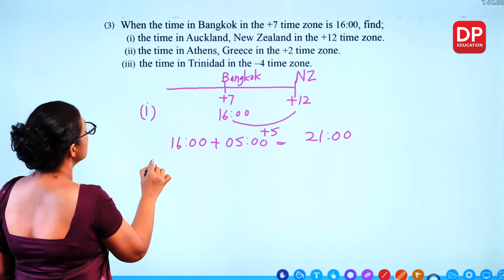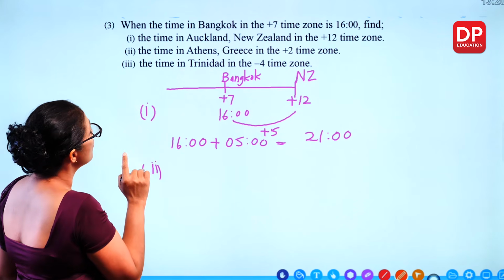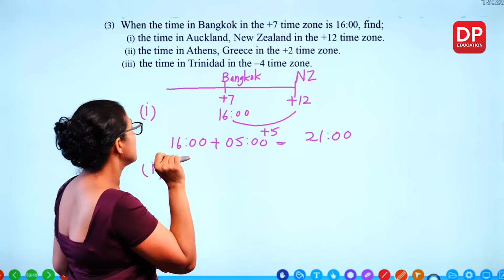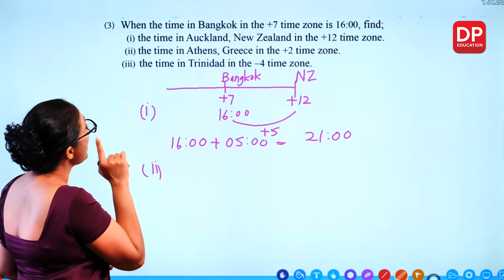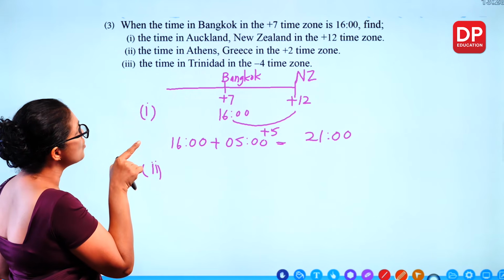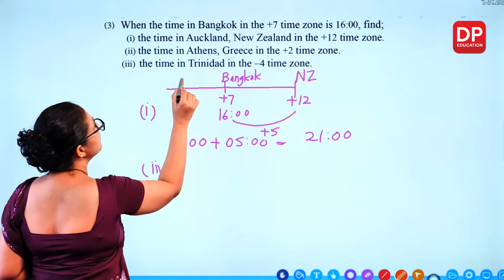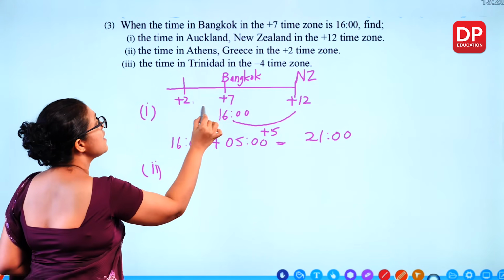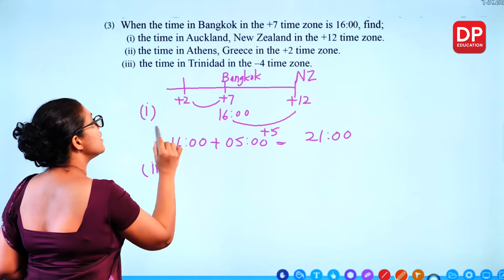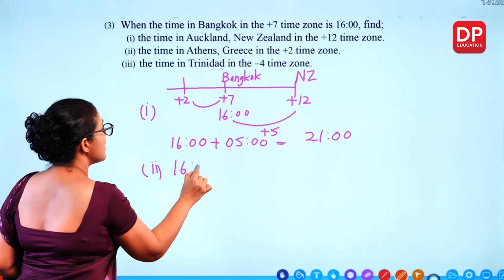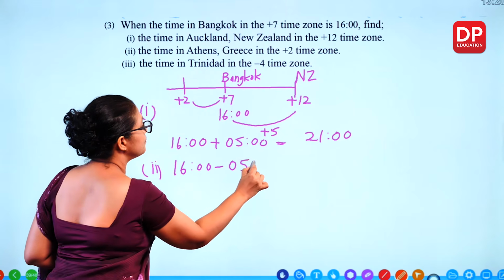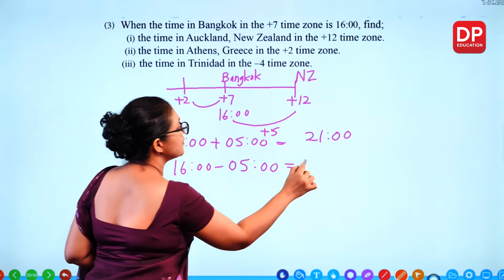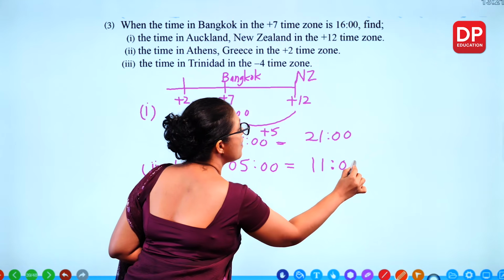Then the second one, so only the time they need. The time in Athens, Greece in the +2 time zone. +2 is here. So what's the time difference here? You have to subtract 5. So 16 minus 5. What's the value? 11. So 11 in the morning.